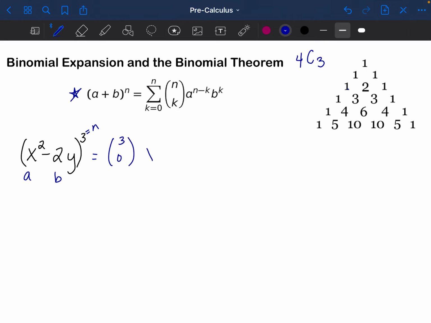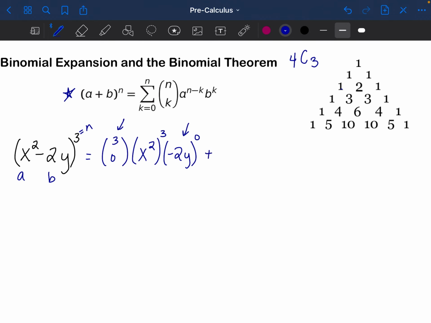A is x squared. And I'm going to put that to the n minus k power. Well, 3 minus 0 is just 3. Times negative 2y to the 0. Right? Technically, you don't have to write this because it's just 1. You don't have to write this part because it's also just 1, right? Anything to the 0 power is just 1. But I like to put it because it helps me to keep organized as I go through this expansion.